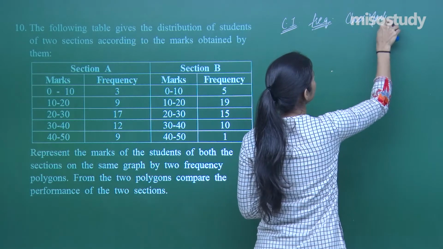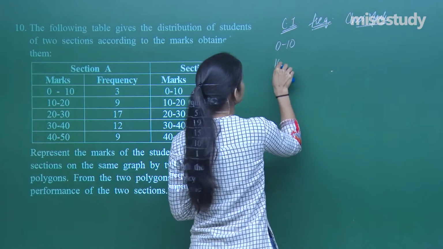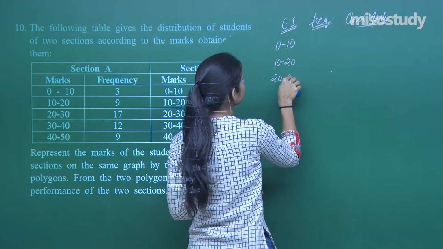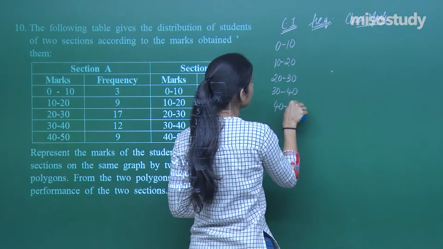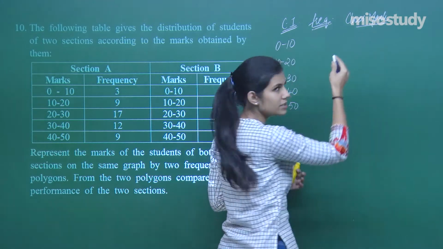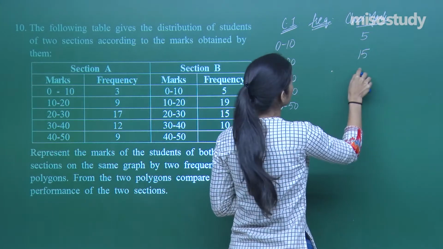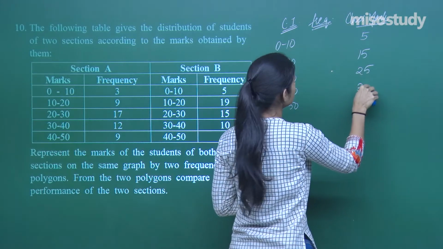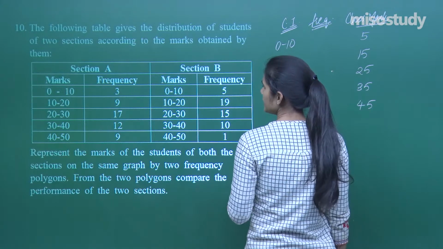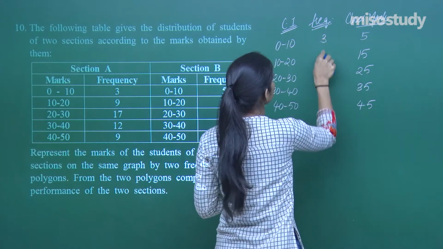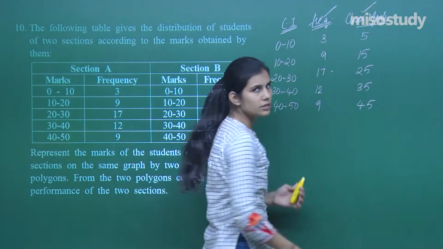Class marks. So you have 0 to 10, 10 to 20, 20 to 30, 30 to 40 and 40 to 50. Class mark would be what? For 0 to 10, what is the mid value? It is 5. Here the mid value is 15, here 25, here 35 and here 45. Frequency is 3, 9, 17, 12 and 9. I am only concerned with this column and this column.